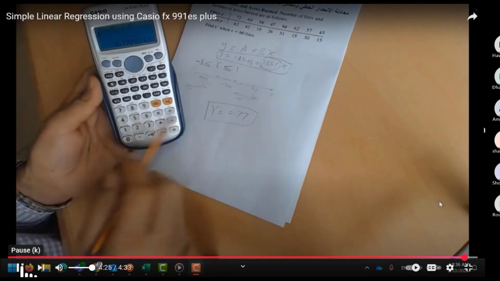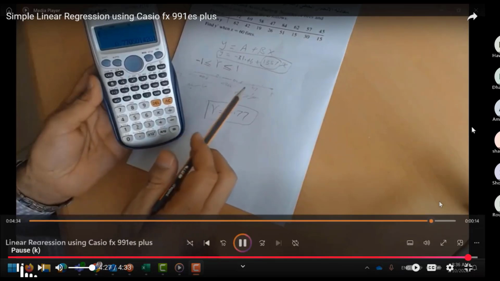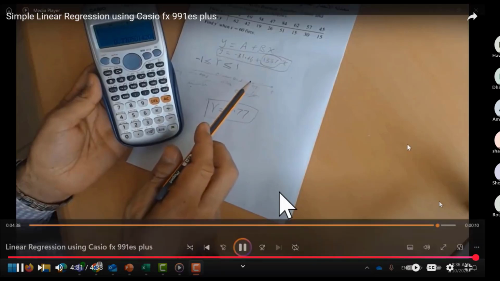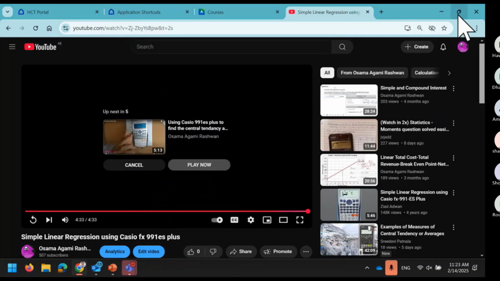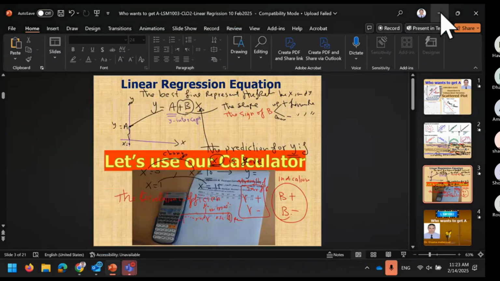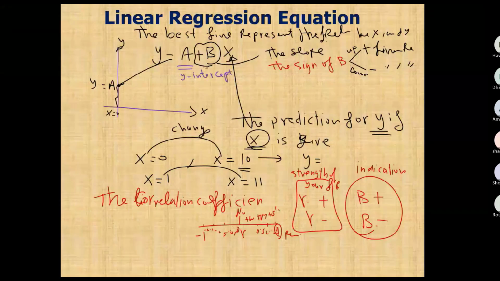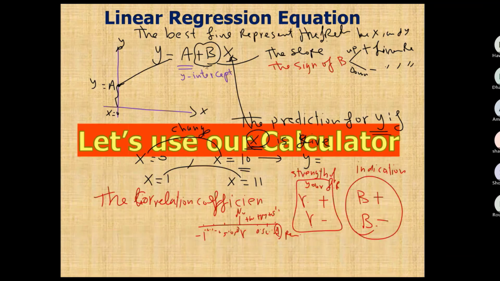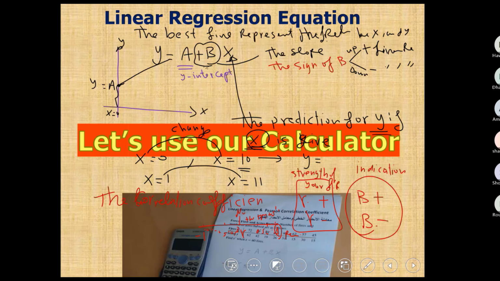Now, I think everything can be done using the calculator. Okay. To find the coefficient of determination, you just square R, right? Or multiply it by 100 if you would like to have it as a percentage, right? To find the 1 minus R squared, which is the coefficient of non-determination. If you would like to have it as a percentage, multiply by 100, and you know what is the meaning of each one of these, right?